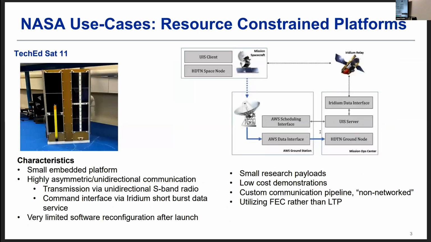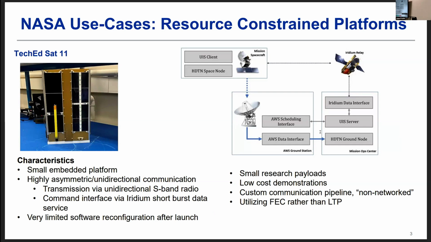The second use case is the opposite, where we're looking at a very small platform. This is the TechEdSat 11 CubeSat that we recently launched. This is a small embedded platform. An important feature of this is that the radio itself is very limited. For downlink, it simply has a transmit-only unidirectional S-band radio that only supports about 1 megabit per second. And then it has a command interface that is using an Iridium short burst modem. So it's only very small packets, about 200 bytes, and that's strictly for commanding.